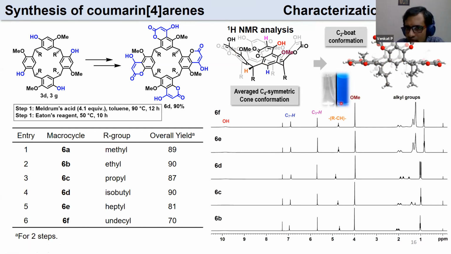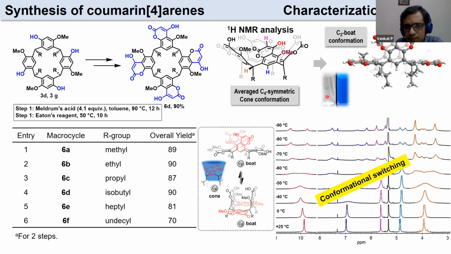So this molecule as such is fluorescent. It is blue emissive, as you see under the ultraviolet light, and it is also colorless. In solution state, as expected, this molecule exhibited a nice flip-flop motion, and hence you see a conformational switching which can be monitored when you lower the temperature down to -90 degrees.